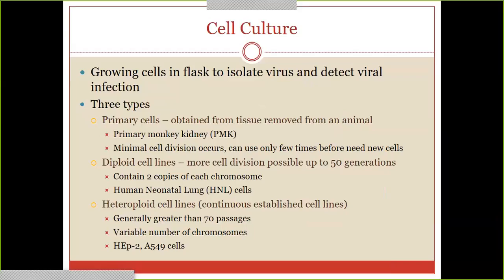There are 3 types of cell culture, and you do need to know all 3 of these. First, you have primary cells. A lot of times they use what we call primary monkey kidney cells. There's very minimal cell division occurring, only a few times before you need new cells to use again. Diploid cell lines can divide up to possibly 50 generations. Typically, this would be a human neonatal lung cell. And then the heteroploid can have continuous division, more than 70 passages. So that's just information on how much the cells can be used and replicated until we can isolate that virus.